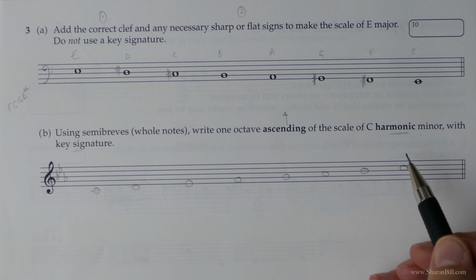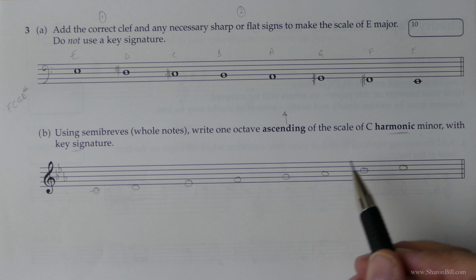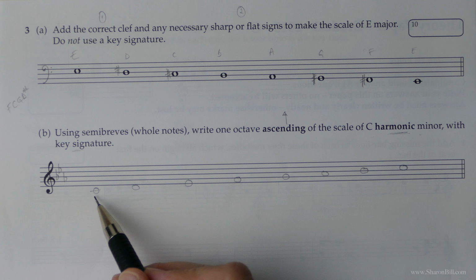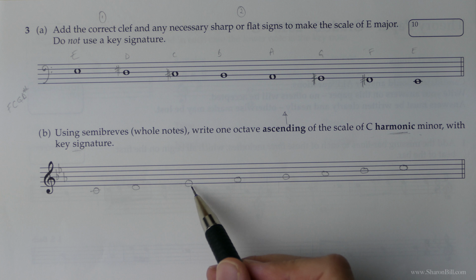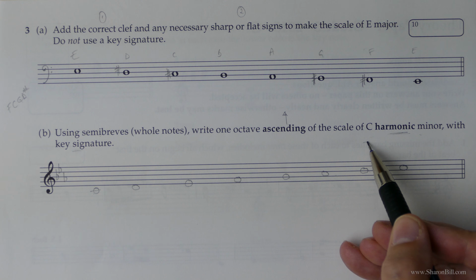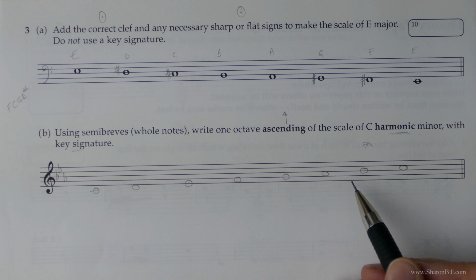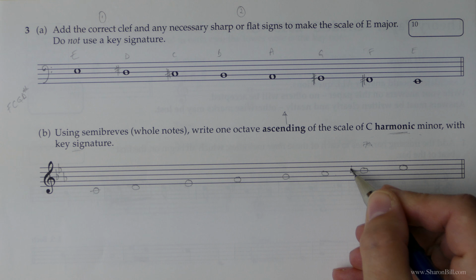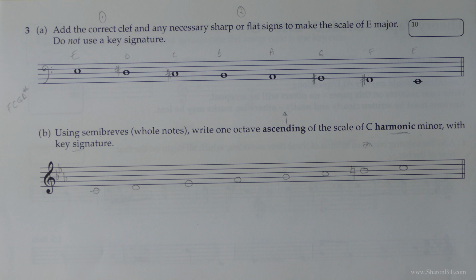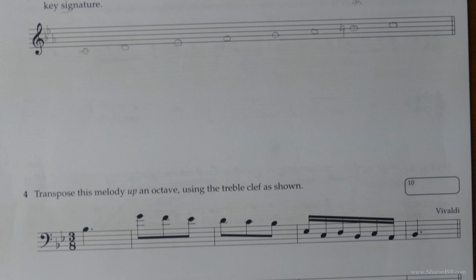However, in order to make this the harmonic minor, we need to raise the 7th. We're starting low and counting up. We're ascending 1, 2, 3, 4, 5, 6, 7. This is our 7th. It's a B flat at the moment, so in order to raise this, we add the natural sign to raise the 7th, and now that's the harmonic minor form. That's soon done then. Let's move on to the next question.